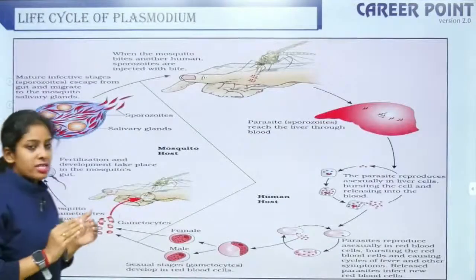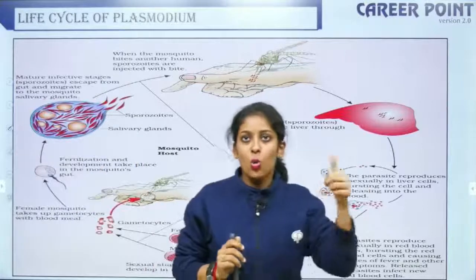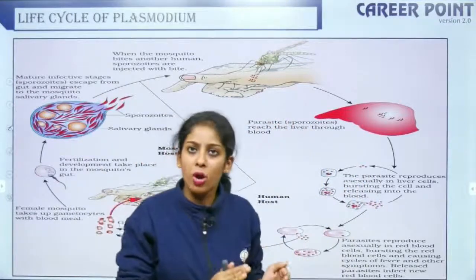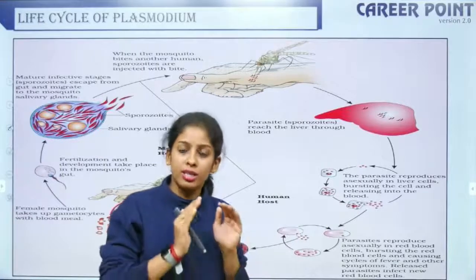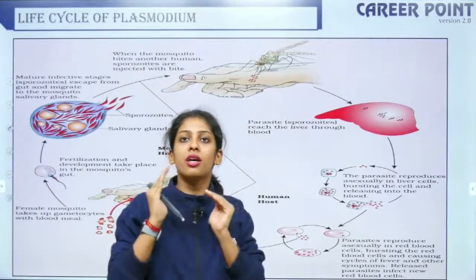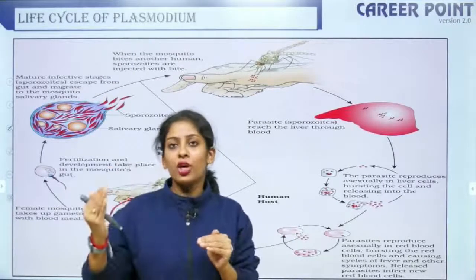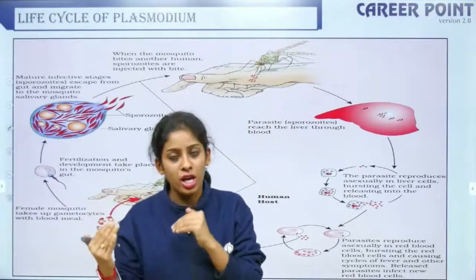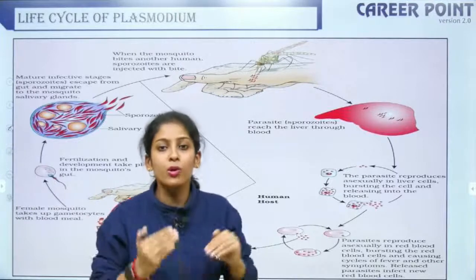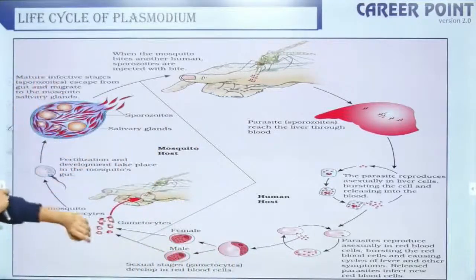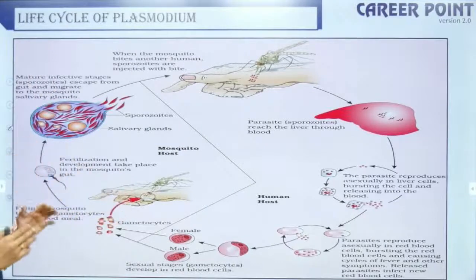So your Plasmodium has two hosts. One is primary, one is secondary. So who is the primary host? The mosquito. Because initially it reaches the sporozoite stage inside the mosquito. And then in the humans it just multiplies. So we are the secondary host for the Plasmodium, right? Okay. So what happens?